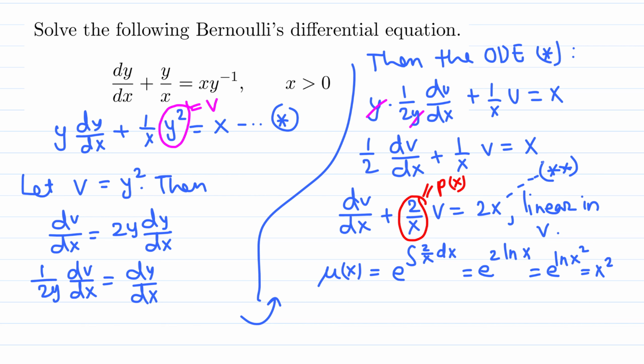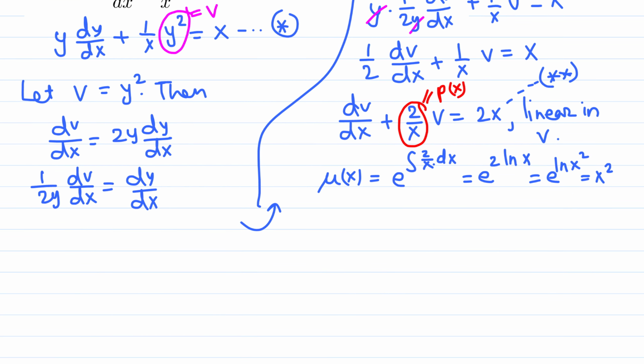Now we multiply double star by the integrating factor. So after we have an integrating factor, we multiply through by x squared. That makes the left hand side automatically the derivative of the dependent variable, which is v, times the integrating factor, equals the right hand side, 2x times x squared, so 2x cubed. So when we multiply through, the left hand side from these two terms automatically gives us this one, and the right hand side is 2x cubed. Now integrate both sides with respect to x.